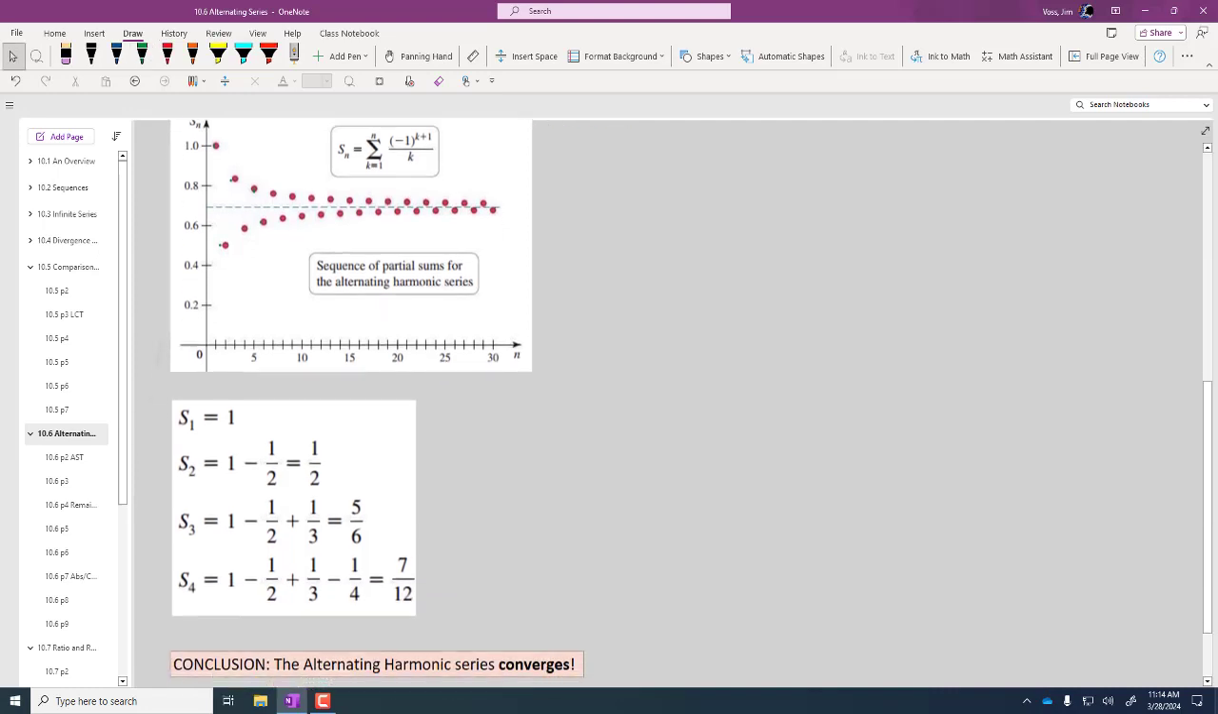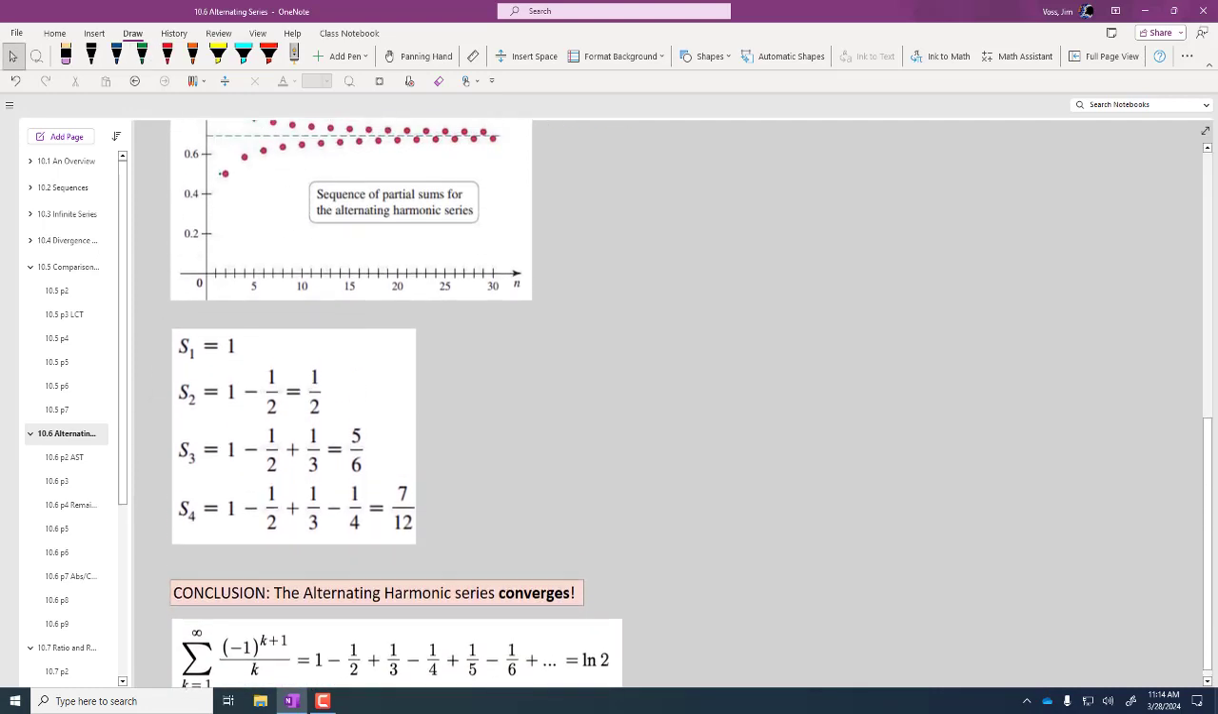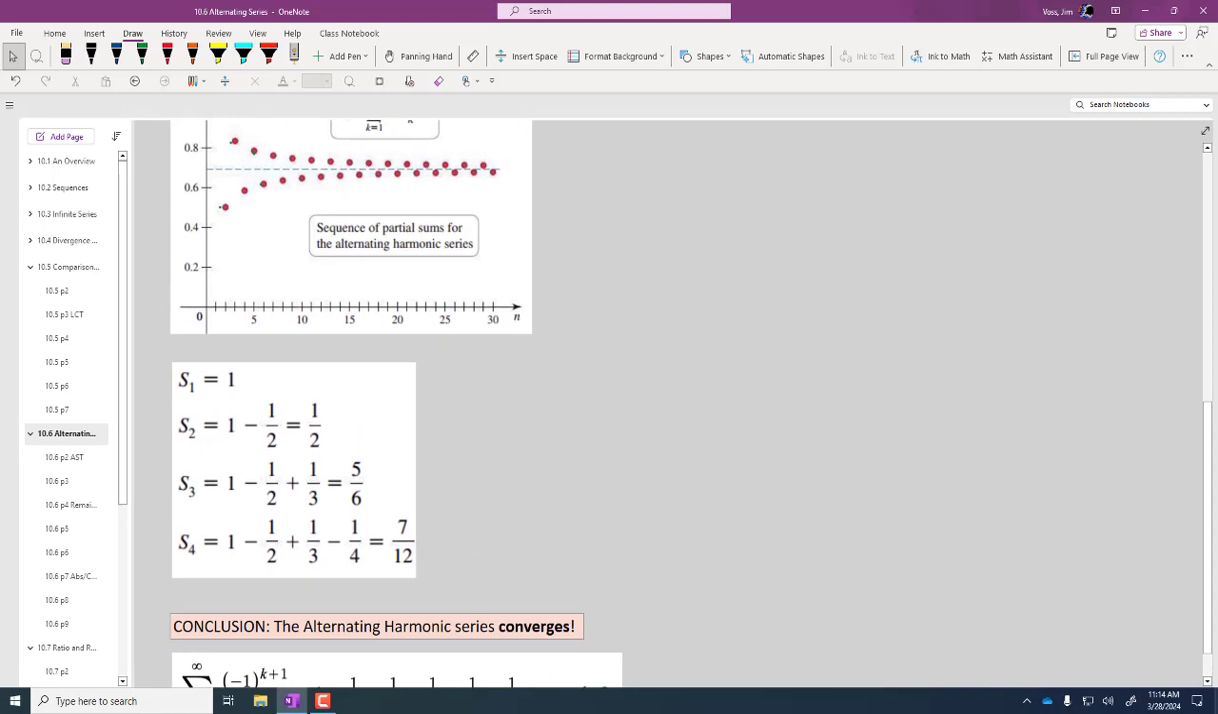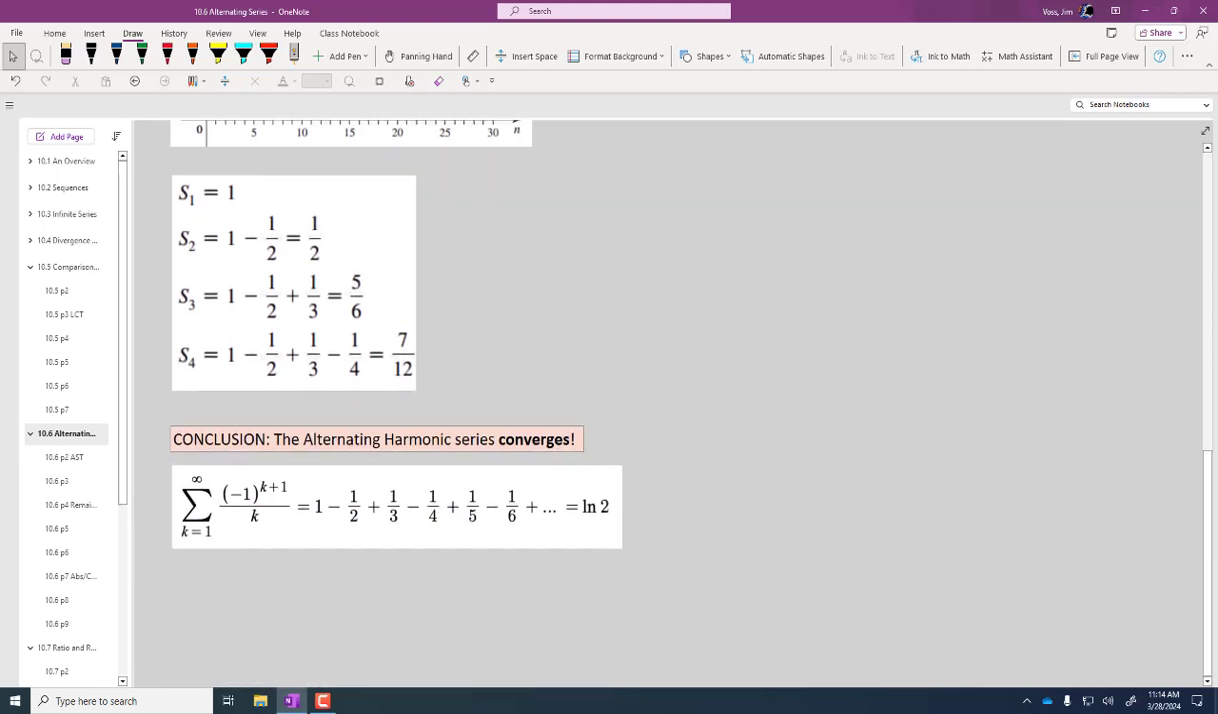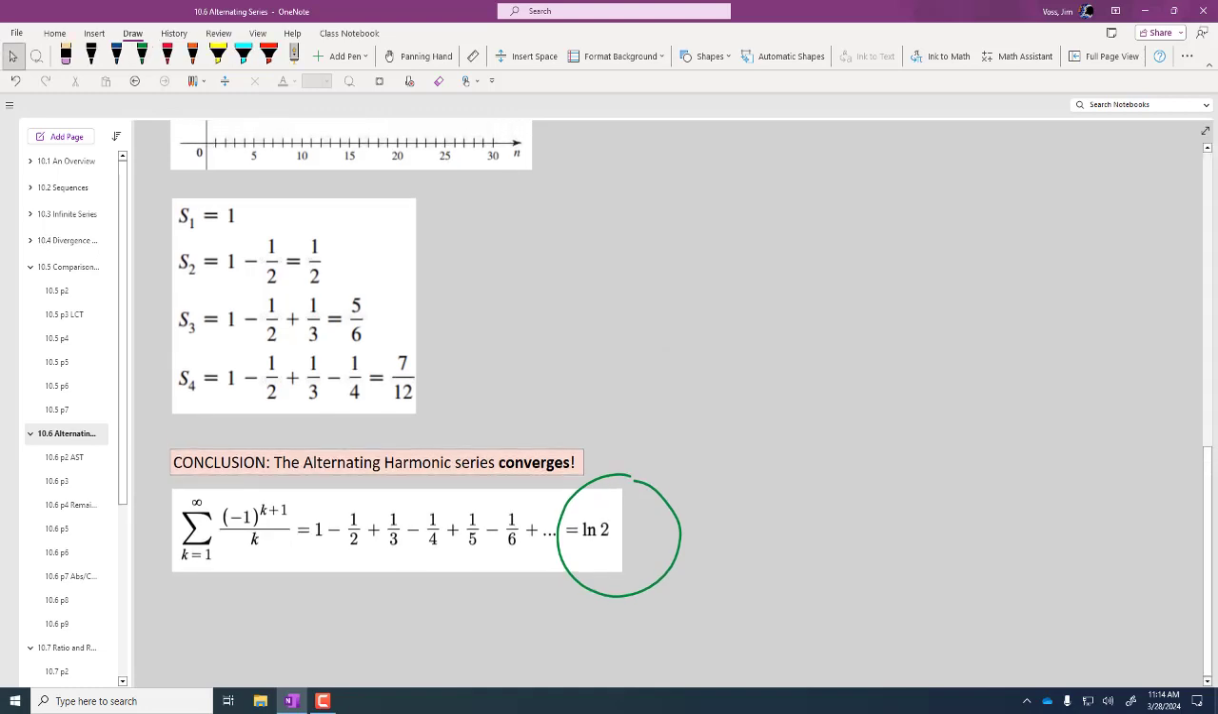You actually know this number. So if we were to look at the sequence of partial sums, we have 1 and then a half. So 1 is the first one right up there, and then if we subtract a half, we're down at a half, and then if we add a third, we're up there, and so on. So we get this sequence of partial sums. Looks like that. I can't show you this, but it turns out that the alternating harmonic converges to the natural log of 2.